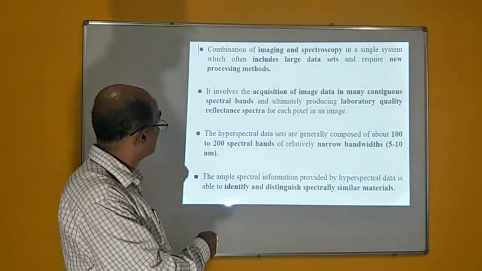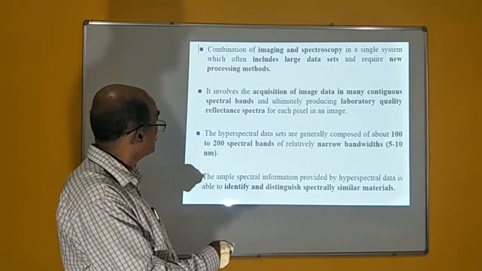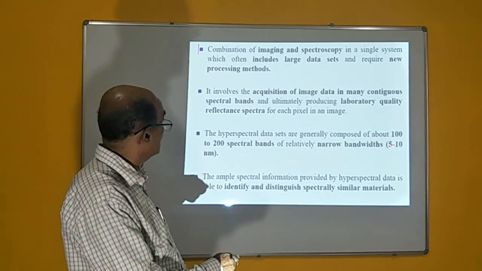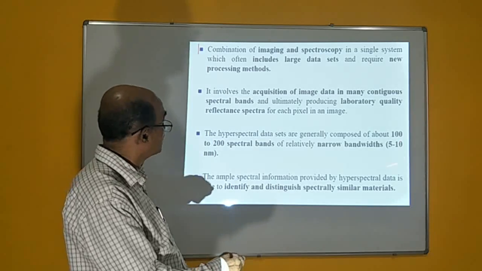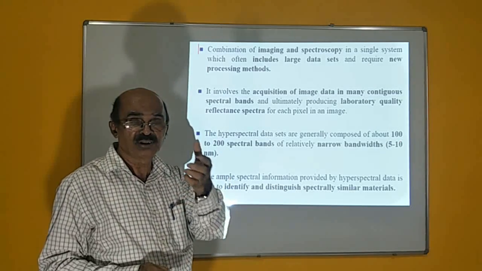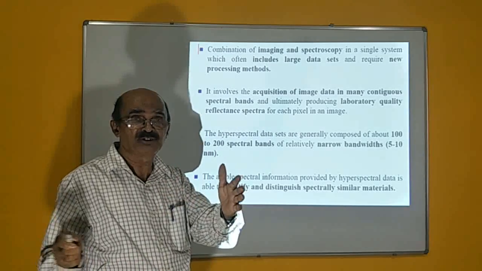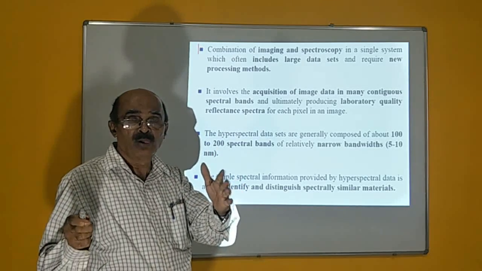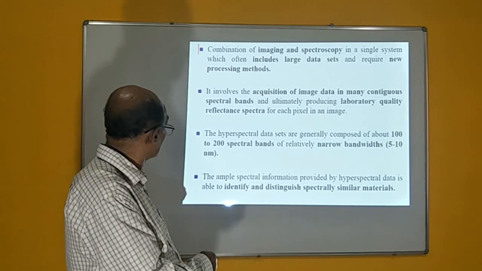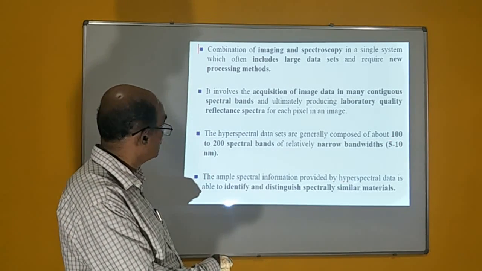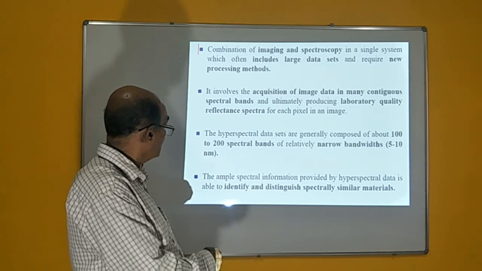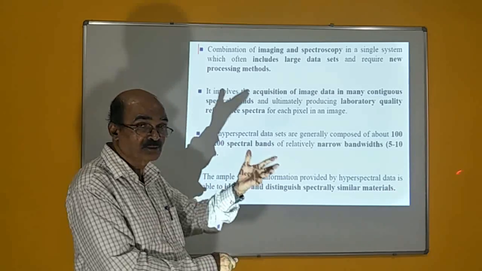Hyperspectral data sets are generally composed of about 100 to 200 spectral bands of relatively narrow bandwidths. Again, I am repeating, the bandwidths are very narrow, whereas in multispectral the bandwidth may be 100 nanometer or 200 nanometer, whereas here it is just 5 to 10 nanometer. The ample spectral information provided by hyperspectral data is able to identify and distinguish spectrally similar materials.